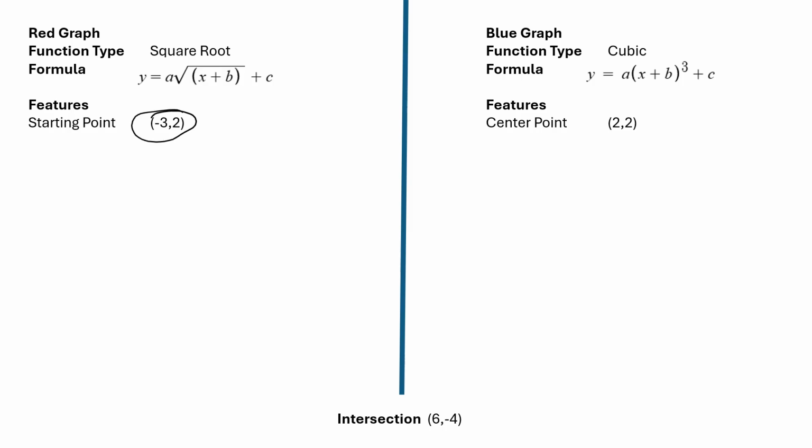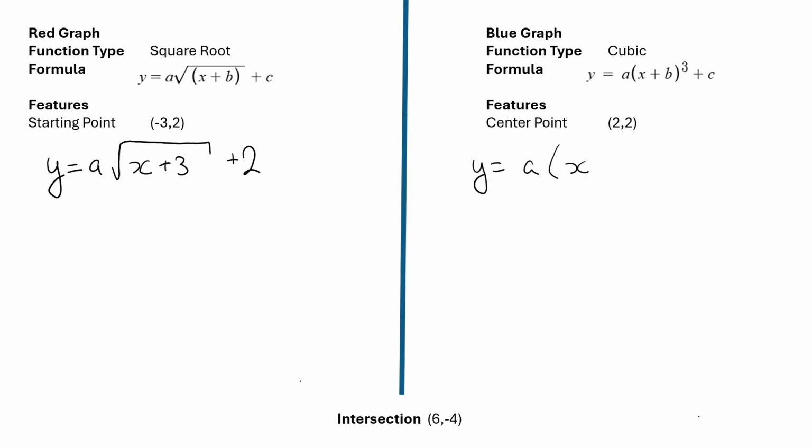Our starting point is shifting horizontally and vertically. So we are going to have y equals a square root of (x plus 3), plus 2. And on this side, y equals a times (x minus 2) cubed plus 2. And now we're going to substitute in our intersection points. We've got x and y, so I'm substituting those in over here. Y is minus 4. Minus 4 equals a square root of 6 plus 3, all plus 2.